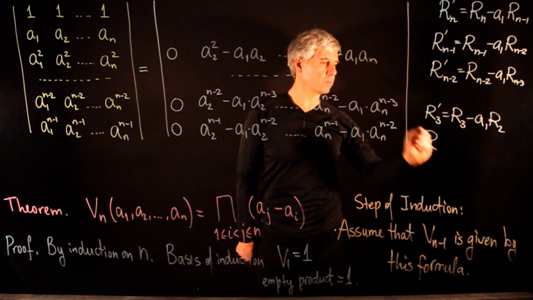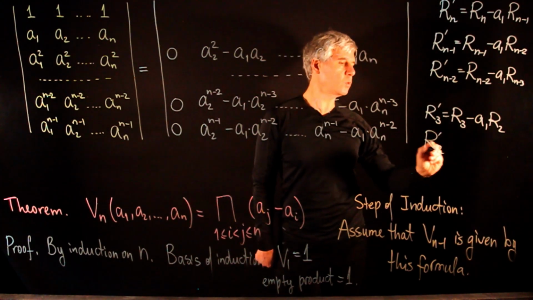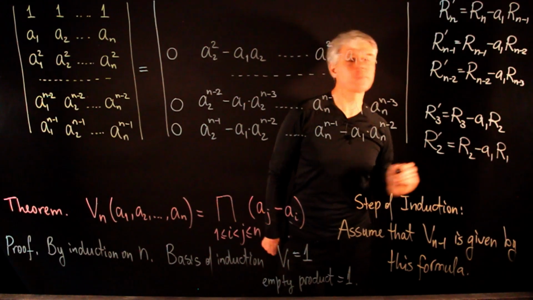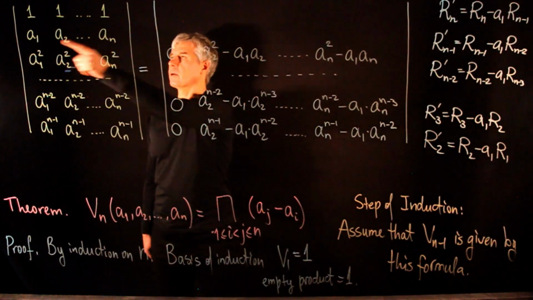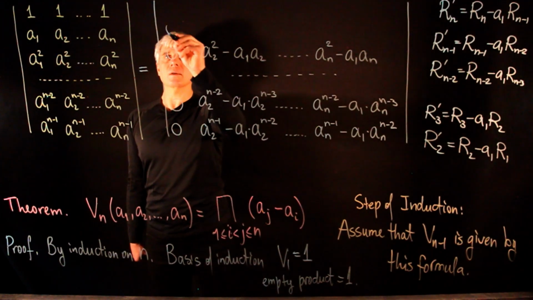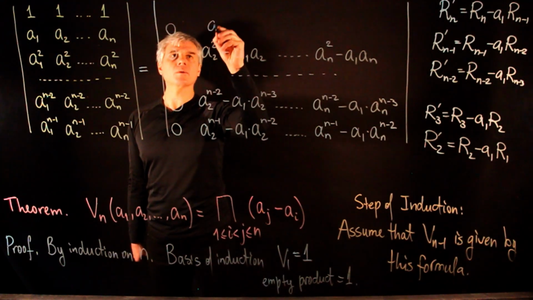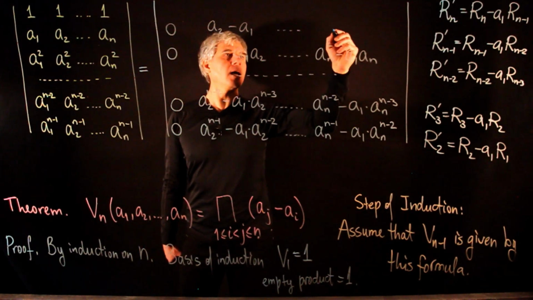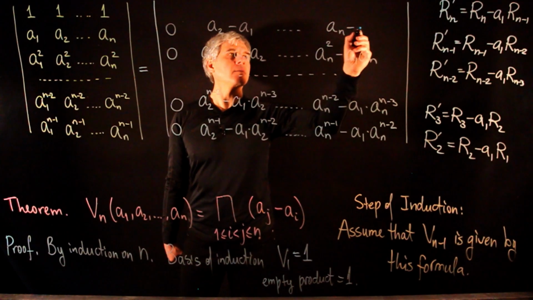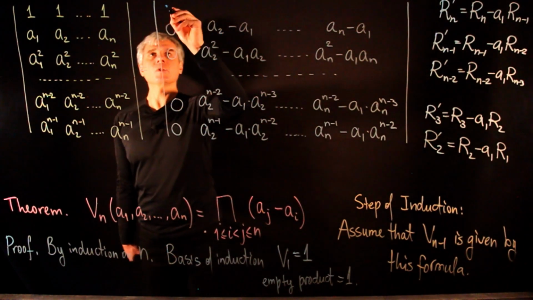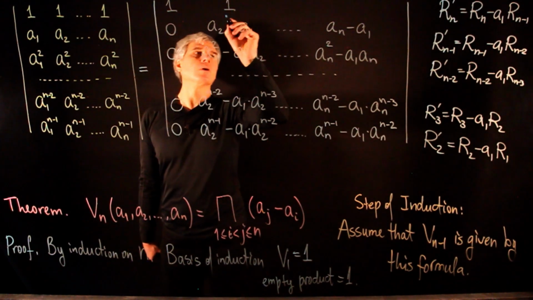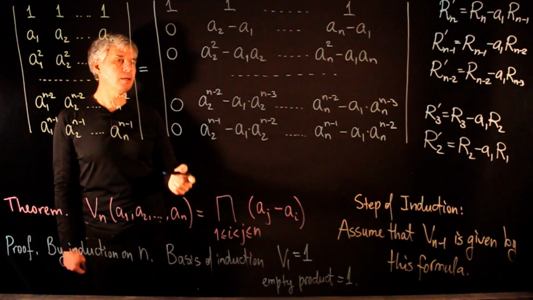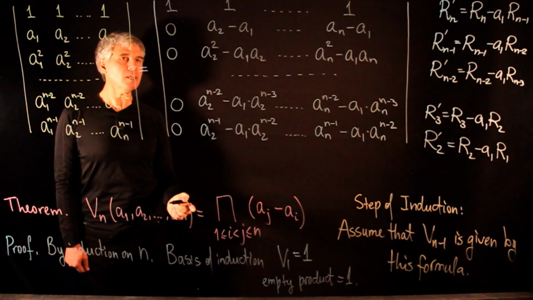And finally, we say that new row 2 is row 2 minus a1 times row 1. So then in the first position, again, we get 0. Then here we're going to get a2 minus a1. And in the last column, we are going to get an minus a1. And we don't change the first row at this stage. So then we get a new matrix that looks like this.